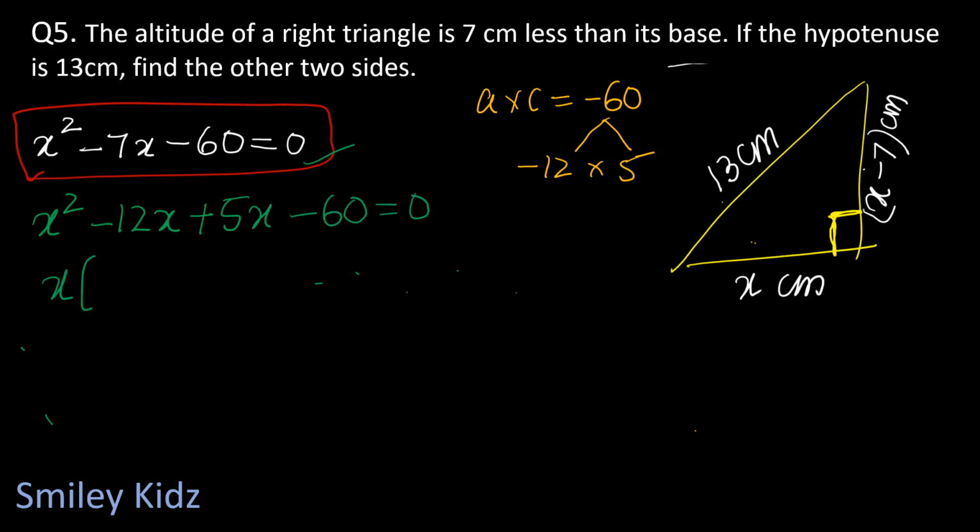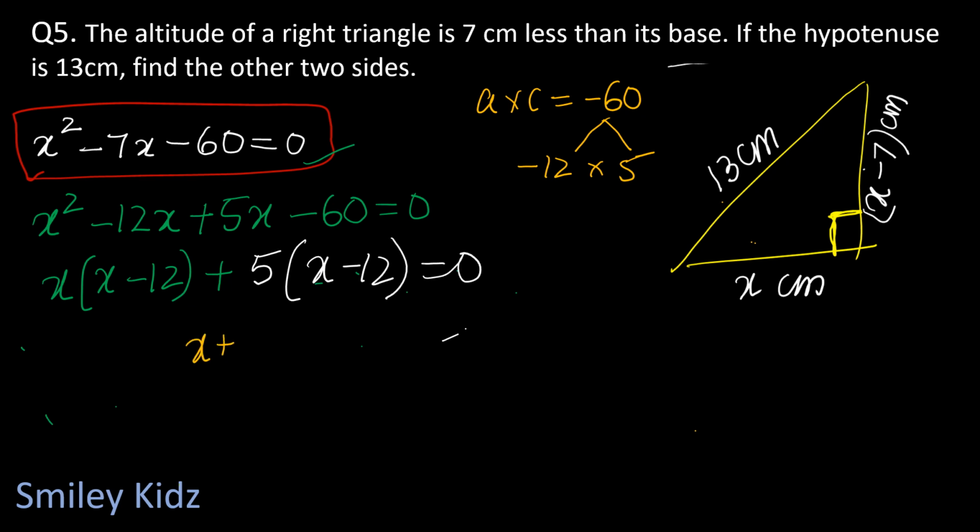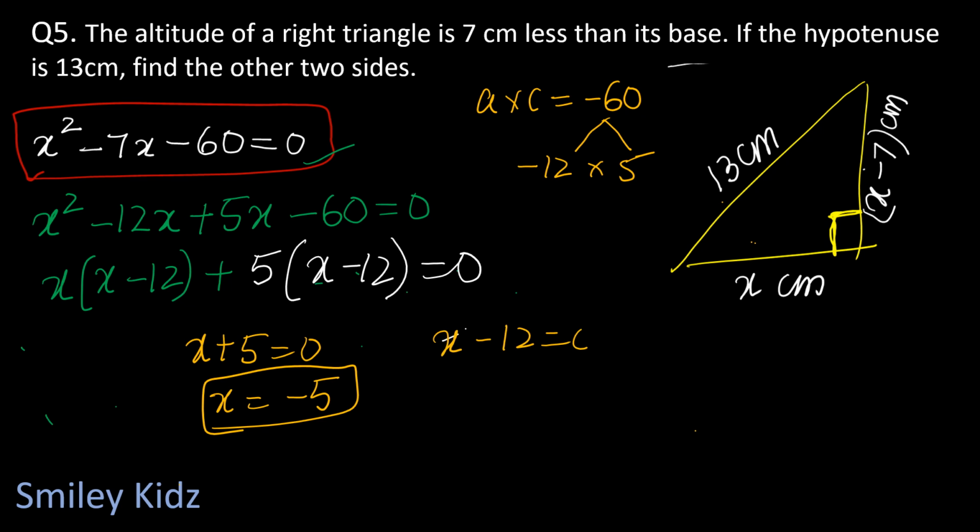Now here I can take out x common: x into x minus 12, plus here I can take out 5 common: 5 into x minus 12 equals 0. Now I'm going to equate both of them to 0. x plus 5 is equal to 0, x is equal to minus 5. x minus 12 is equal to 0, x is equal to 12.